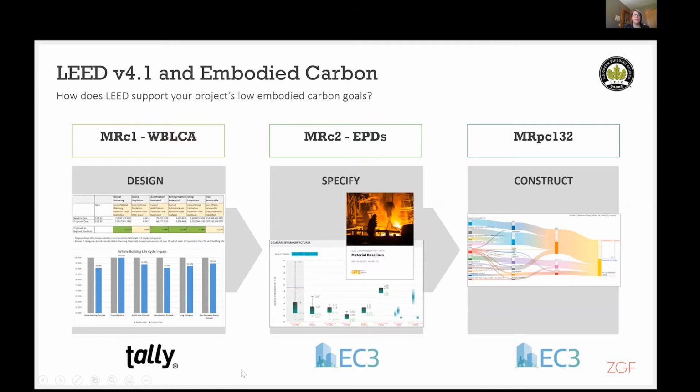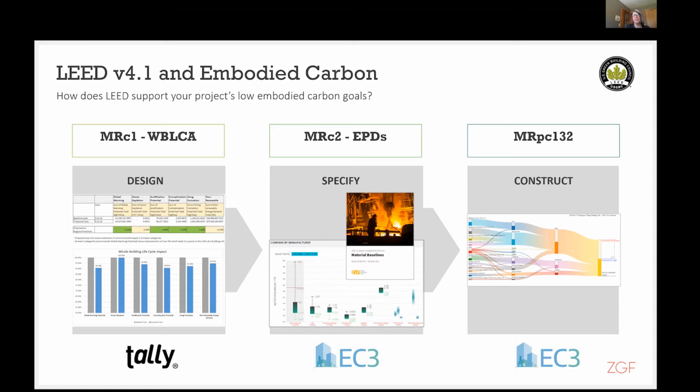So thinking about MR Credit 1, the whole building life cycle assessment, is a piece that you use in design and you may revisit throughout the project. Looking to MR Credit 2, when you start looking at environmental product declarations, is getting into the meat of how you're going to start to specify and optimize products. And the one that people might not be as aware of is the MR Pilot Credit 132, which actually talks about documenting how well the project actually did in construction.